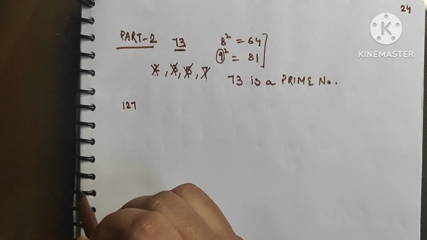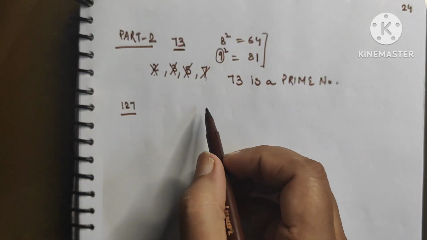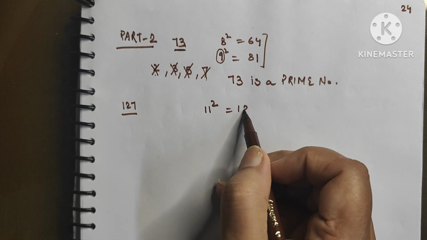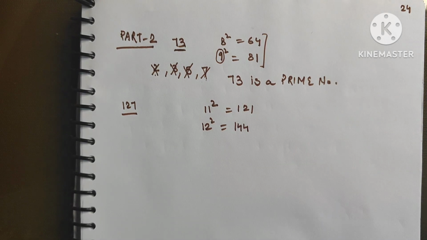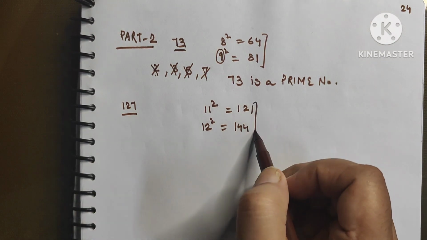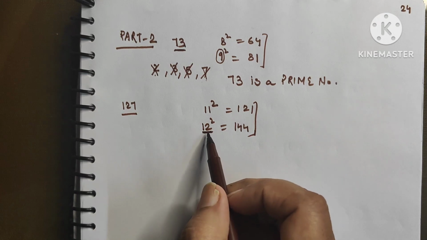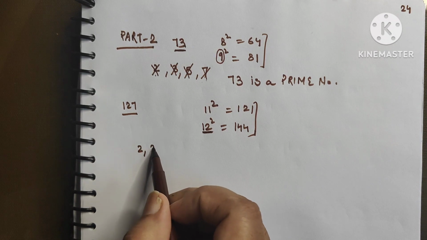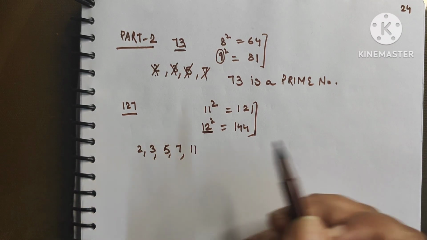Now if you have to check for 127, again you should know that 127 is coming in between which two square numbers. So it is 11 square, which means 121, and 12 square, 144. This everybody has to remember, children. Again and again I'm telling you, you have to learn the squares. So 127 is coming between these two. So as I told you earlier, you have to take the bigger number and now write all the prime numbers less than 12. So it is again 2, 3, 5, 7 and 11.